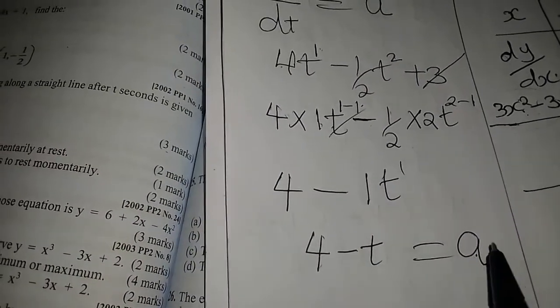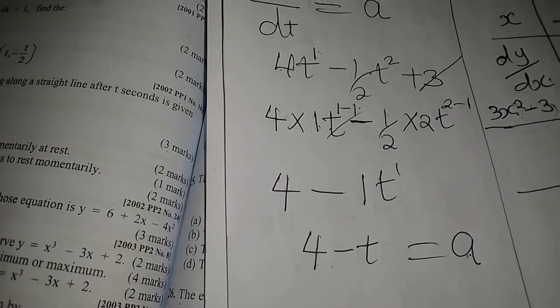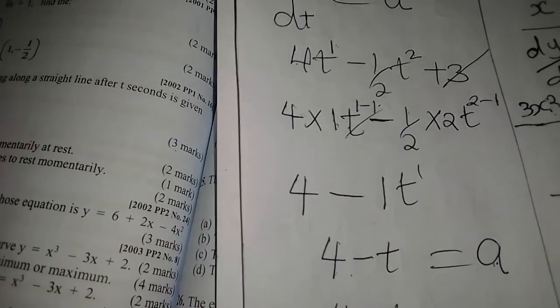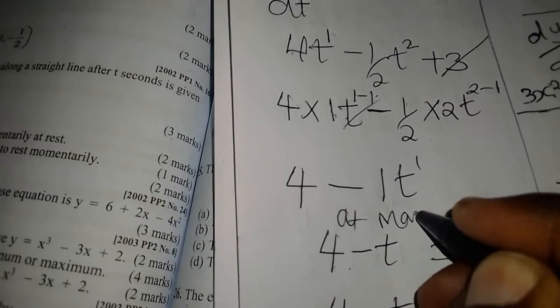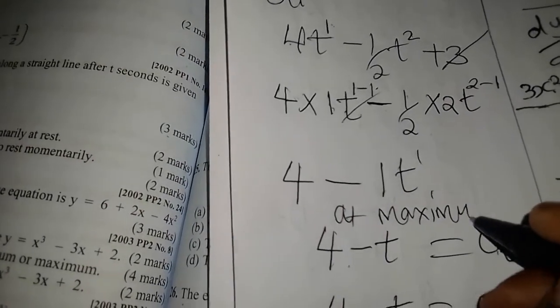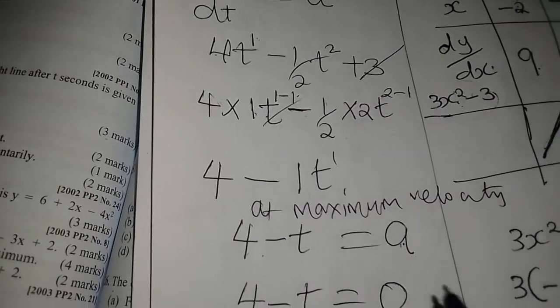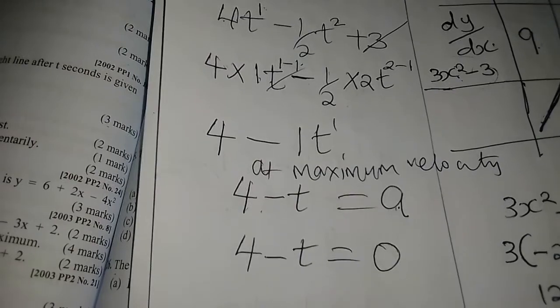So this is our equation for acceleration. For the body to attain its maximum velocity, the acceleration must be 0. So I just say 4 minus t is equal to 0 at maximum velocity. At maximum velocity, the acceleration must be 0. So what is the time when the body has attained its maximum velocity?